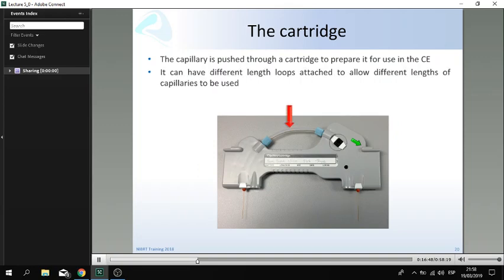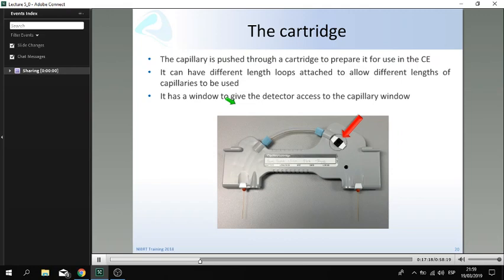Okay, so the capillary needs to be put in a cartridge like this, so it's fed through a cartridge to prepare it for use. You can have different length loops attached to allow different lengths of capillaries to be used. This is quite a short one, so it allows you to put in a shorter capillary, but you can have really looped and long ones in case you want your capillary to be longer. Sometimes you want to allow more time for your sample inside the capillary because that helps with separation. So you can change the loop and actually put in a longer capillary.